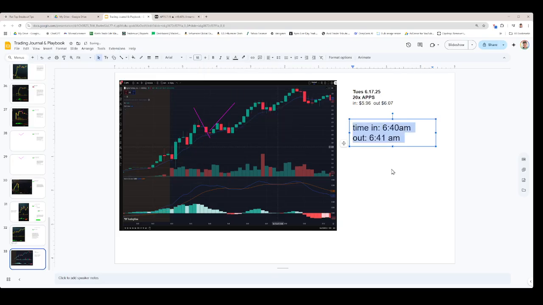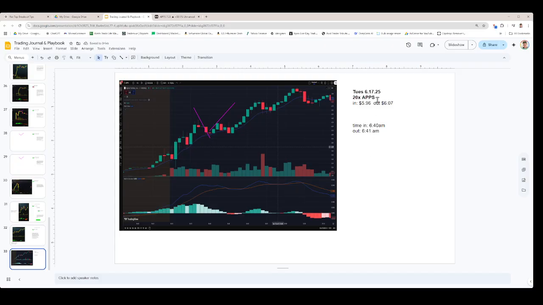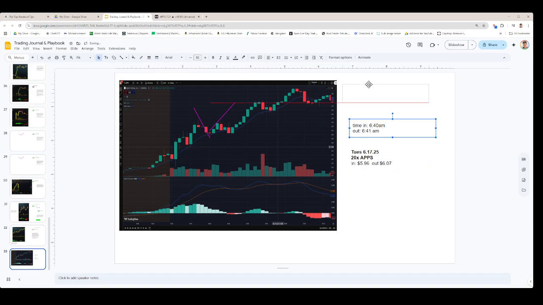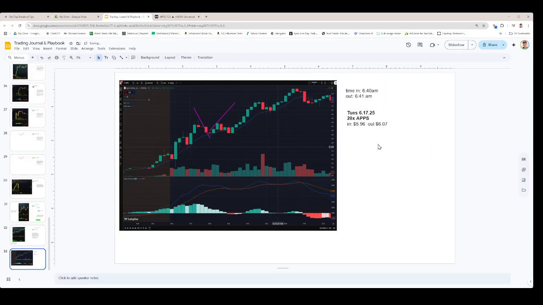And yeah, there's probably some way to default this. I'm just not sure how to do it. So yeah, you can just drag and move things around, yada, yada. And then, oh, forgot to put my P&L in here. This is my favorite part if it's a green trade.